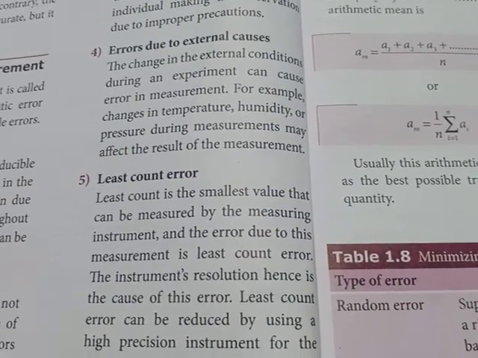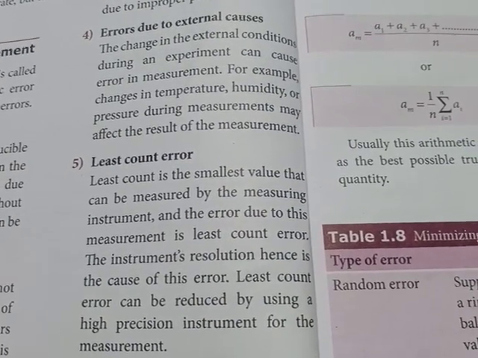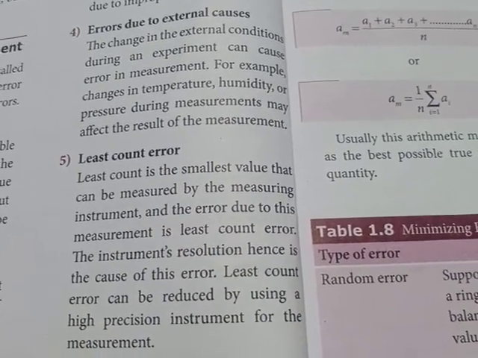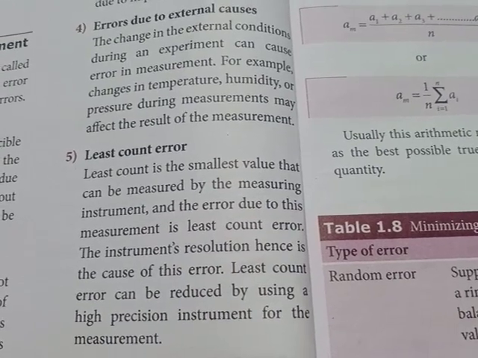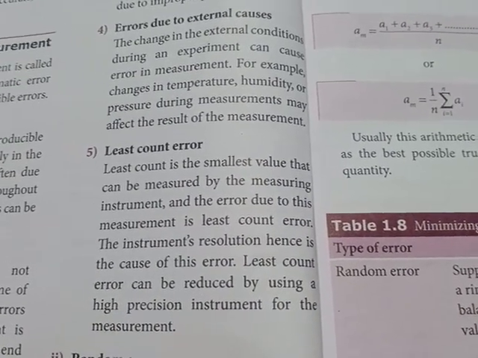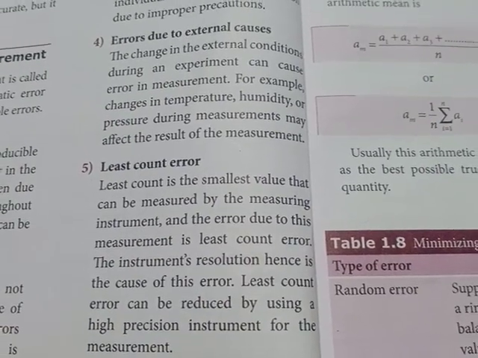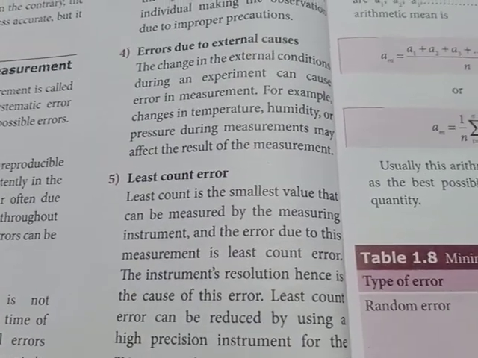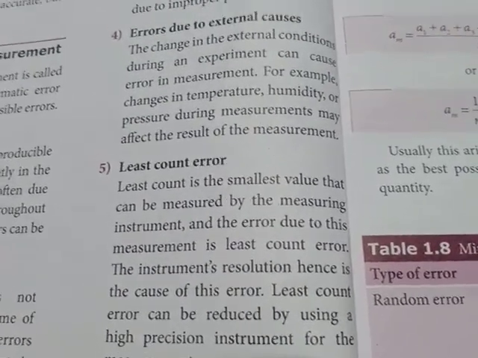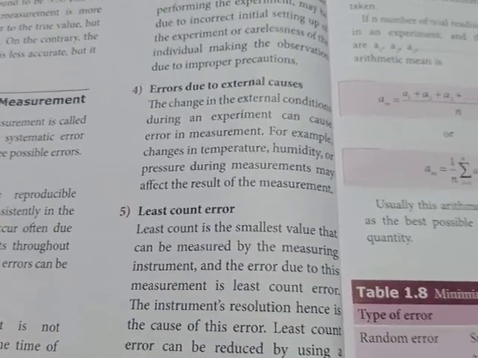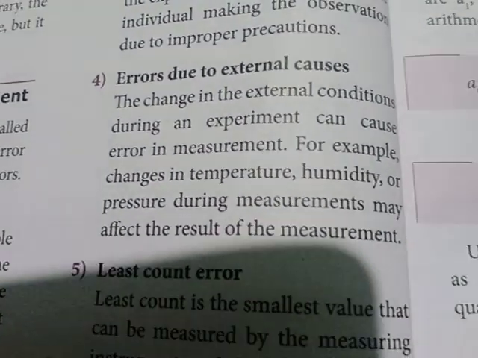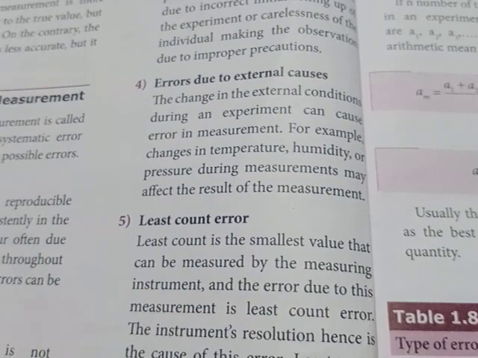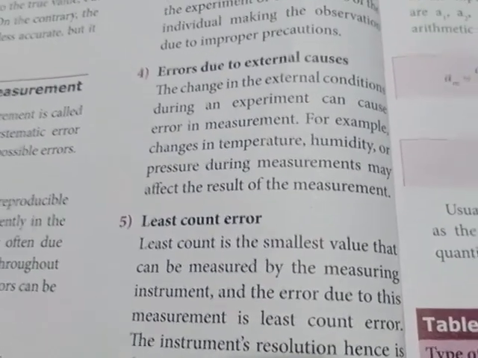Another example is a telescope. Sometimes in the rainy season, if you are focusing on some leaf, maybe the visuals won't be clear because of the cold climate or watery conditions on the leaf. Errors like that occur due to external causes. So a change in the external conditions during an experiment can cause error in measurement. This is the fourth one, and the last one is least count error.